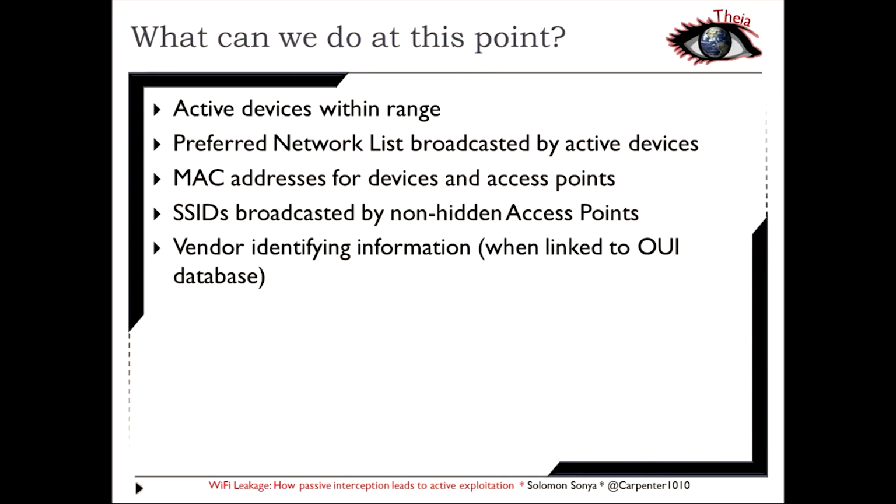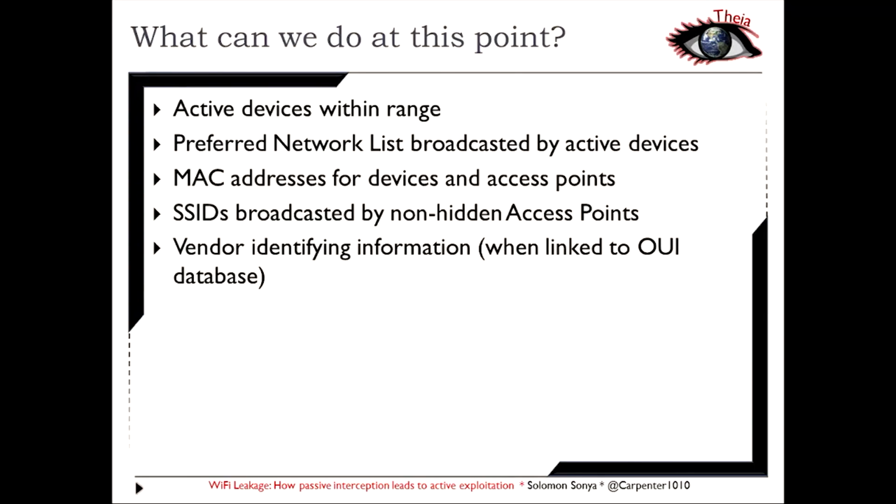Okay. So from that initial screen and from the initial demo, what do we have? We can actually determine from that very screen the active devices within range, not only your smartphones and devices, but also the access points that are saying, hey, I'm here, connect to me. Your preferred network list is being broadcast by each active device, along with MAC addresses for the devices that are trying to communicate, and then your broadcast.